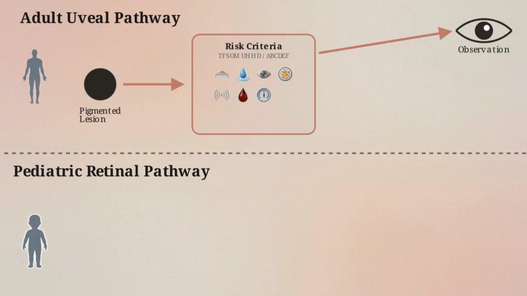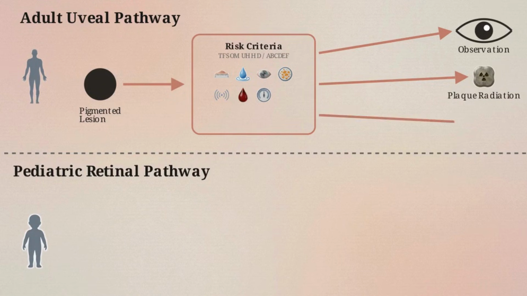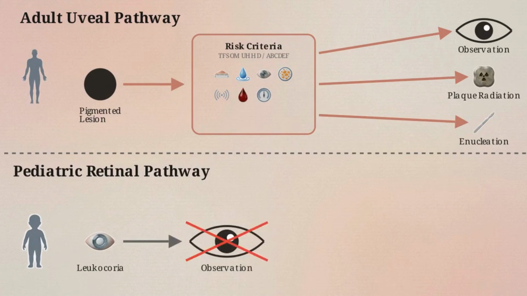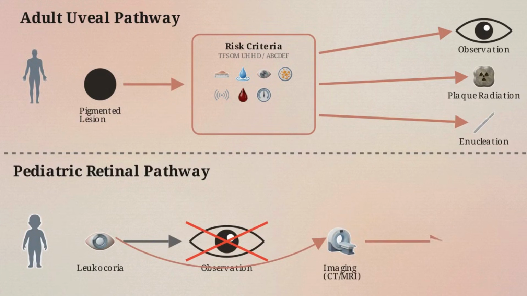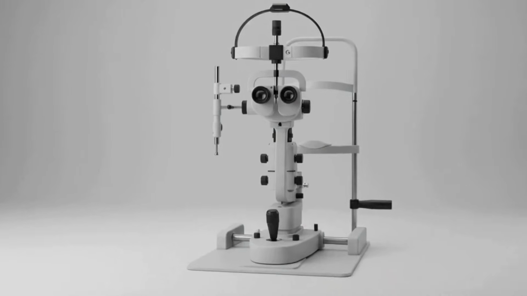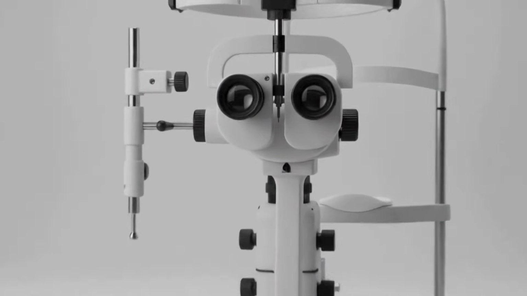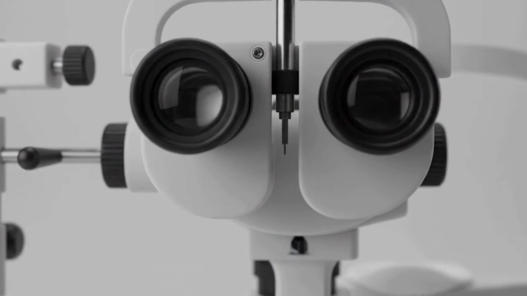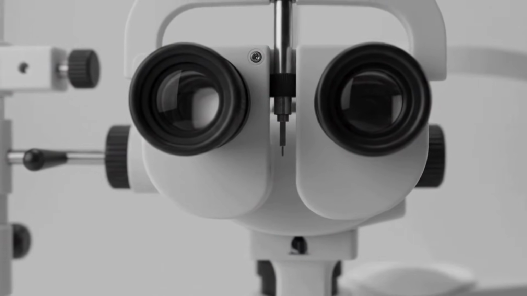Depending on those variables, management ranges from rigorous observation for small, stable lesions to plaque radiation or enucleation for advanced disease. By contrast, the pediatric retinal pathway leaves no room for observation. Leukocoria triggers immediate imaging, which flows directly to urgent systemic intervention. Pediatric management relies on immediate ophthalmic oncology referral for radiotherapy or chemotherapy to ensure survival. Successful management depends on precise anatomical localization, the recognition of demographic warning signs, and strict adherence to these validated clinical risk frameworks.